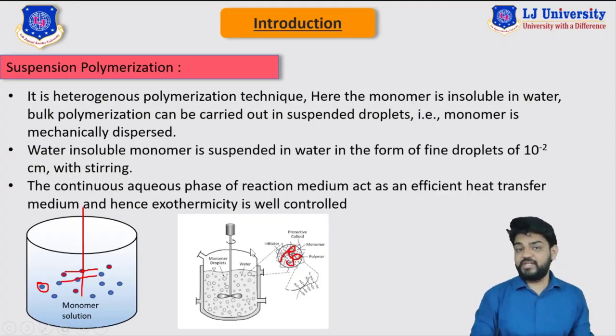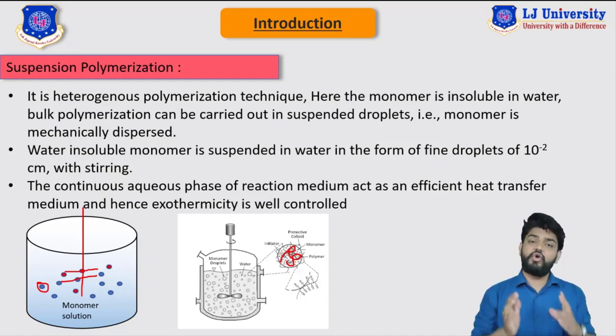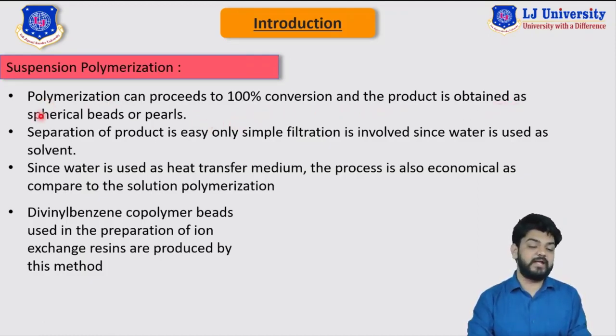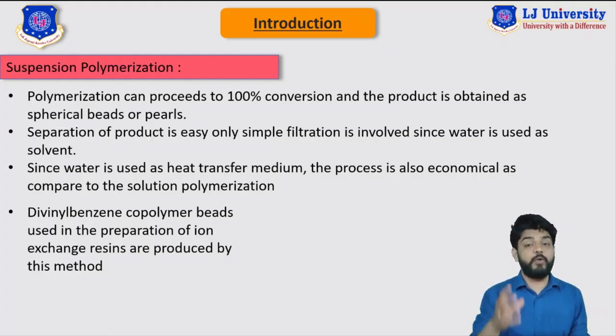This suspension polymerization technique is very much advanced than the solution polymerization. Because we are suspending our monomer, we can get better heat transfer efficiencies. Not only that, with this suspension polymerization, we can also achieve 100% conversion of our monomers. You can see here, polymerization can proceed to 100% conversion and the product is obtained as spherical beads or pearls. So the main advantage of the suspension polymerization is that we are going to get our product in the form of beads or in the form of granules.